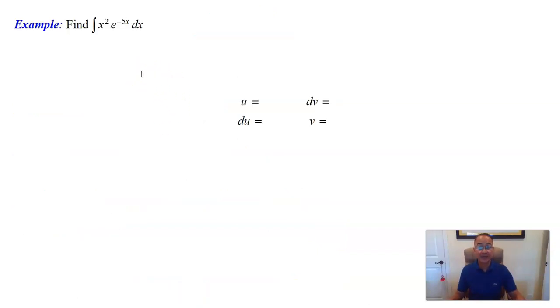Third example, now it gets a little interesting. We have two factors in our integral, and of course the dx: x squared e to the minus 5x dx. As usual, dx goes with the dv, but we have a couple of choices here. Who will go with u? Who will go with dv?